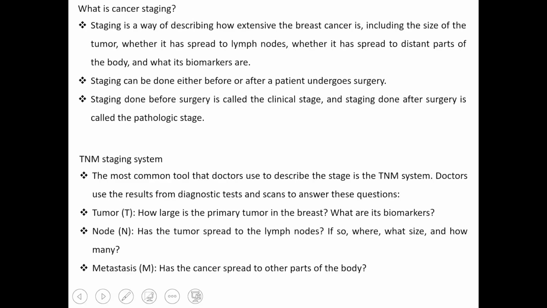So what is cancer staging? How can you identify that? What do you mean by cancer staging? So staging is a way of describing how extensive the breast cancer is.